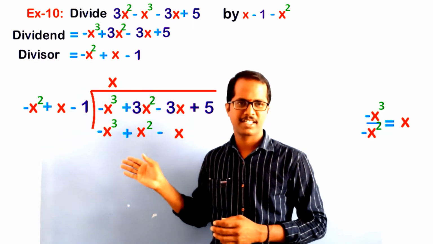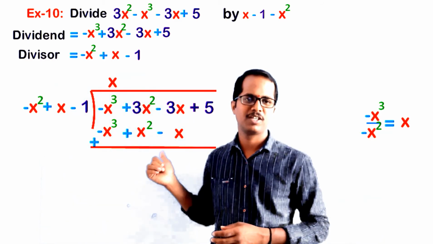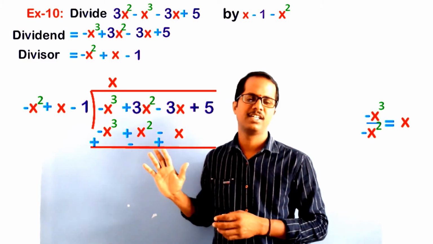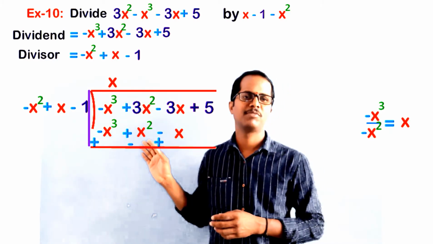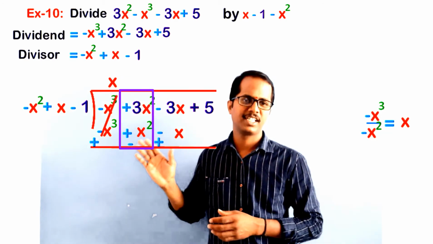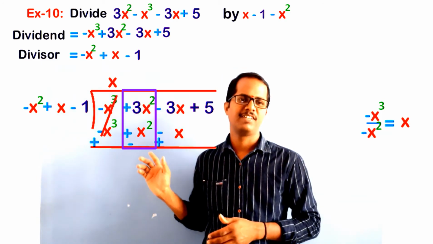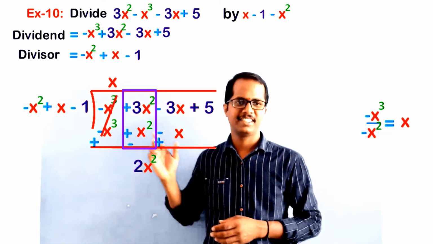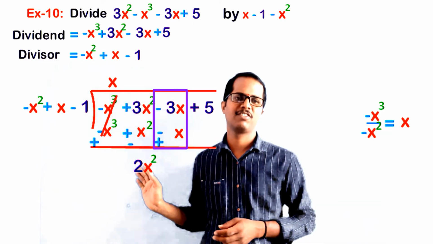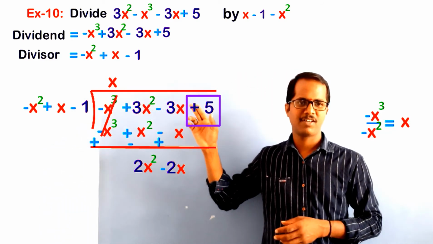And for subtracting we need to change the symbols of this product. So minus x cube will become plus x cube, plus x square will become minus x square, and minus x will become plus x. And if we observe the first column we have both equal terms with different signs, so the result is 0. And in the second column we have plus 3x square minus x square, which is equal to plus 2x square. And in the third column, we have minus 3x plus x, which is equal to minus 2x. And let us bring down the last term of the dividend, that is 5.